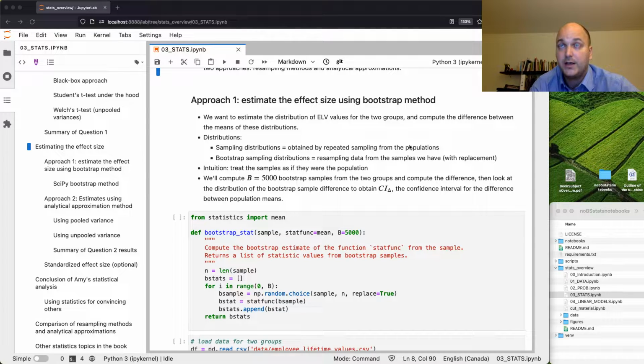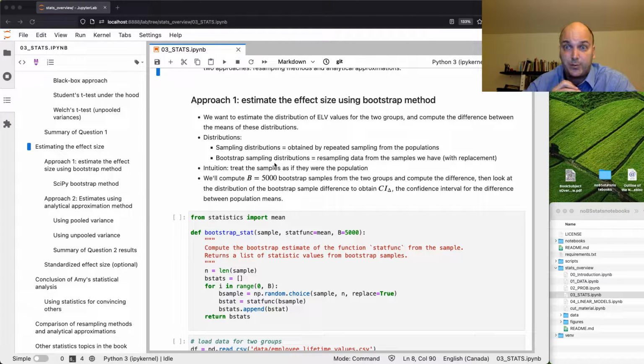If you do that repeatedly, you would need to collect a lot of samples, so it's very expensive. We would need to hire more employees and only then be able to do estimates. The Bootstrap, the analogy is pulling yourself up by your bootstraps.